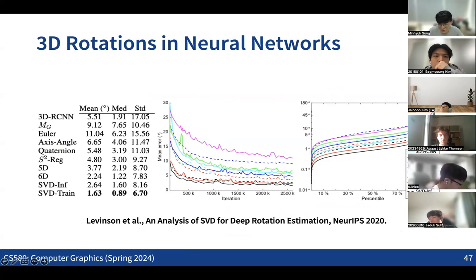So if you're interested in those things, I also recommend you check out this paper that I also posted on Slack. This paper discusses some details about which representation is the best for neural net prediction of 3D rotations. Lots of interesting things. Any questions?